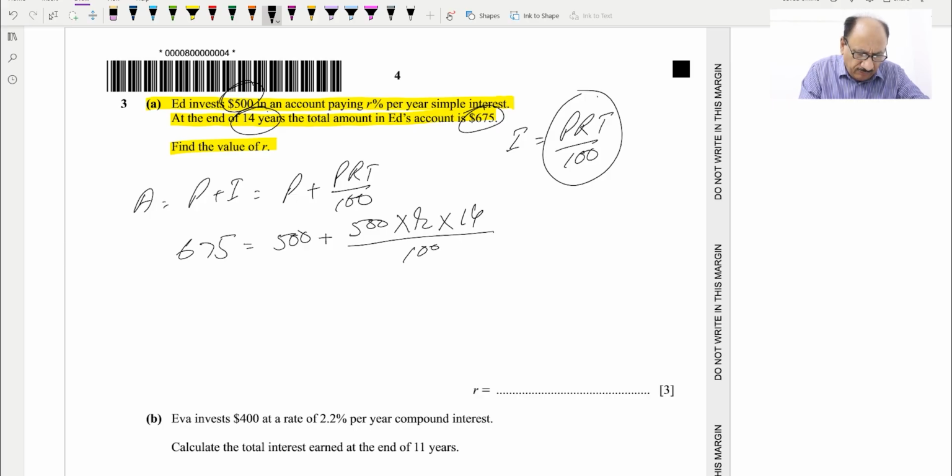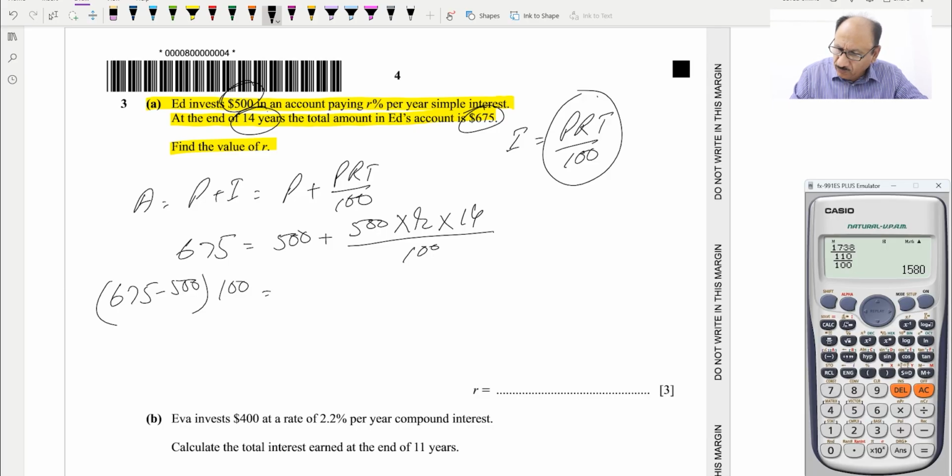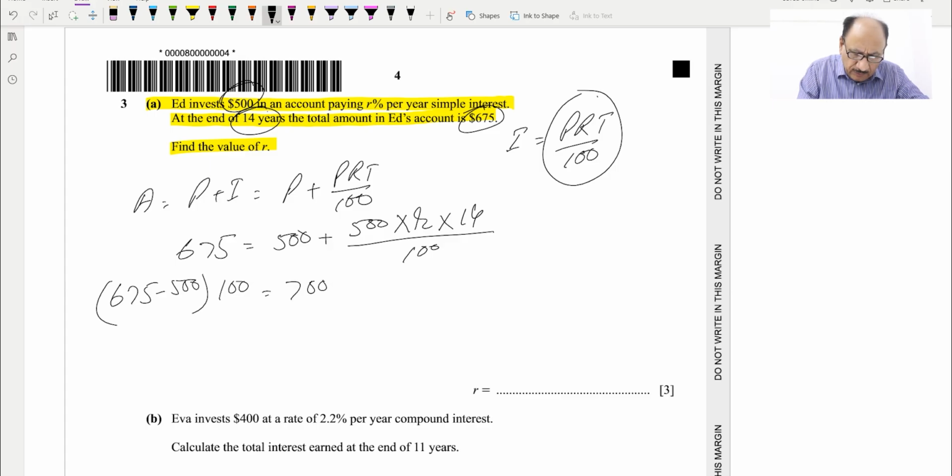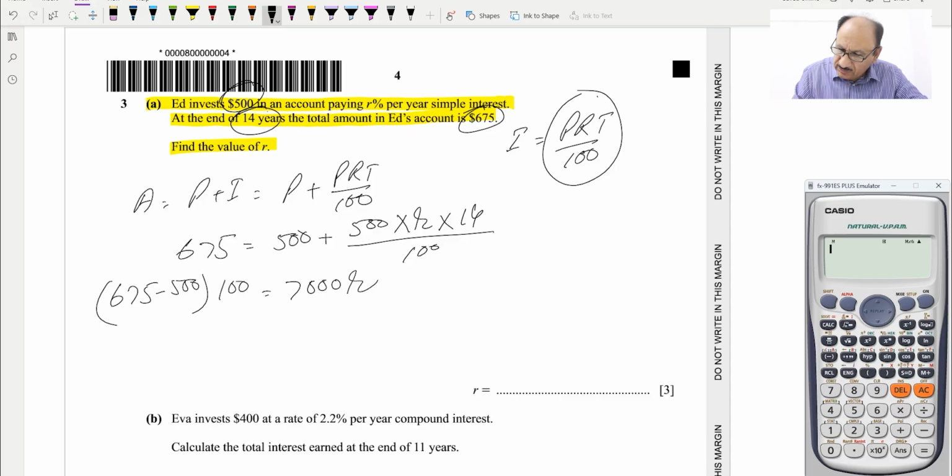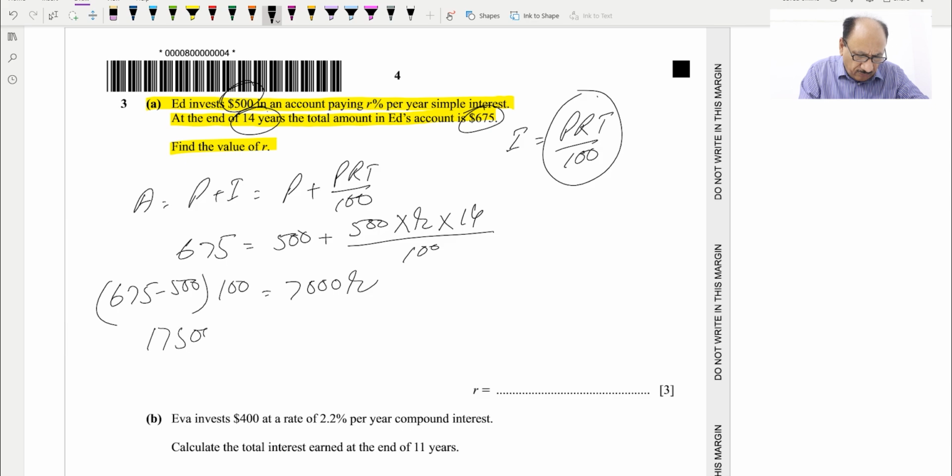So now we can simplify 675 minus 500, and we can shift 100 also, so multiplied by 100 is equal to 500 into 14. So 500 into 14 will give us 7000, so 7000 R, and if we calculate this side, 675 minus 500 multiplied by 100 will give us 17,500. So 17,500 is equal to 7,000 R.